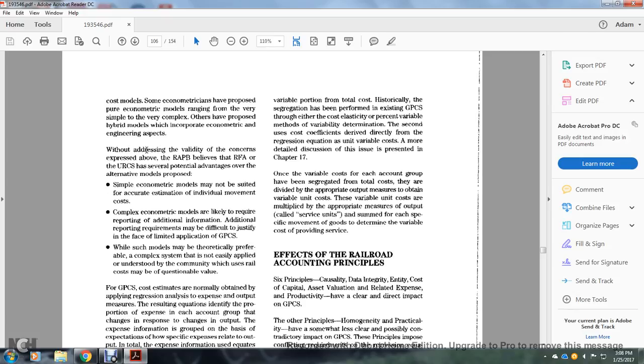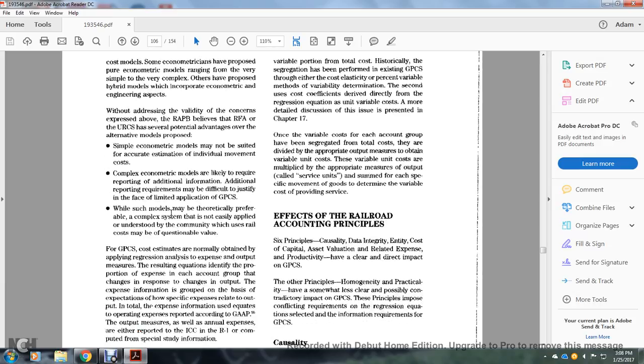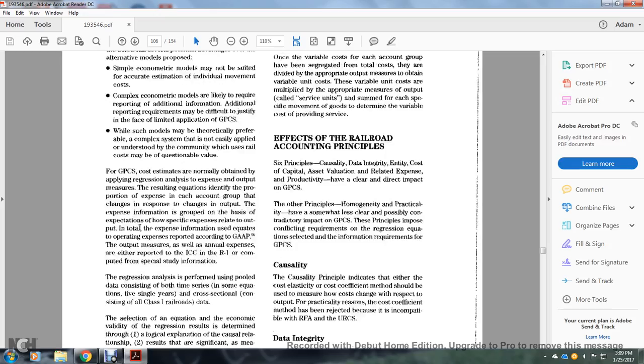Without addressing the validity of the concerns expressed, the Railroad Accounting Principles Board believed the RFA, with the URCS, has several potential advantages over the alternative models proposed. A simple econometric model may not be suited for accurate estimation of the cost of individual movements. A complex econometric model requires additional information, and additional reporting requirements may be difficult to justify in the face of liquid application of the general purpose costing. While such models may be theoretically preferable, a complex system that is not easily applied by the user community of the rail cost is of questionable value.